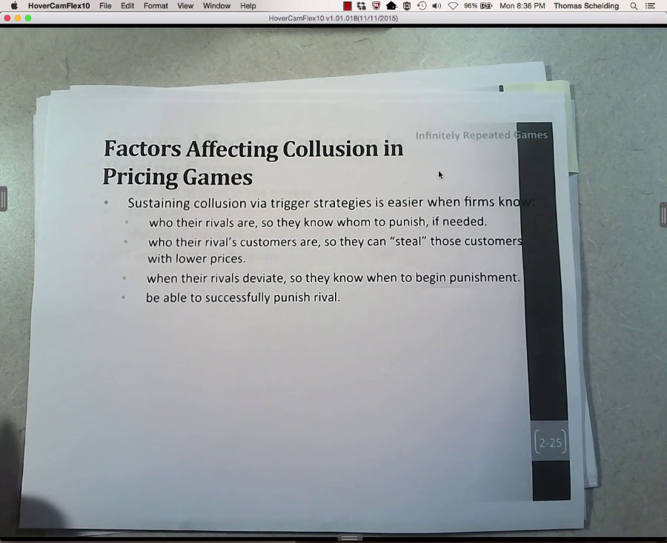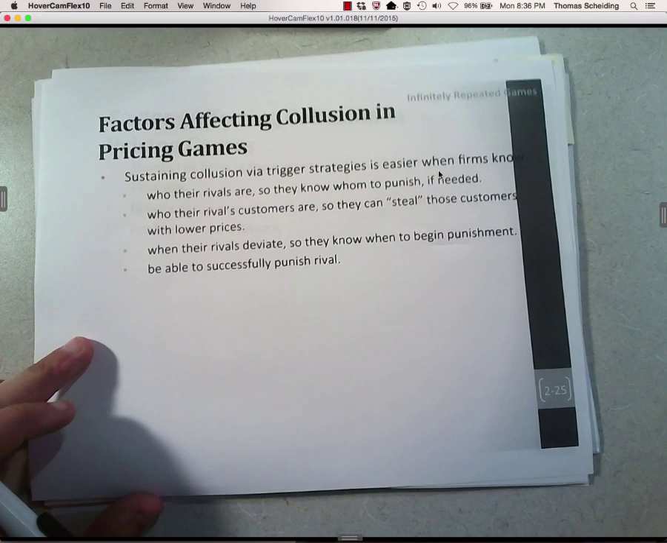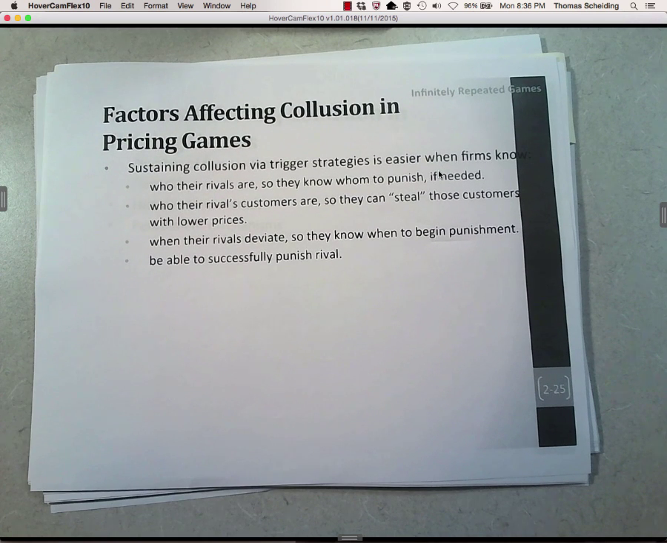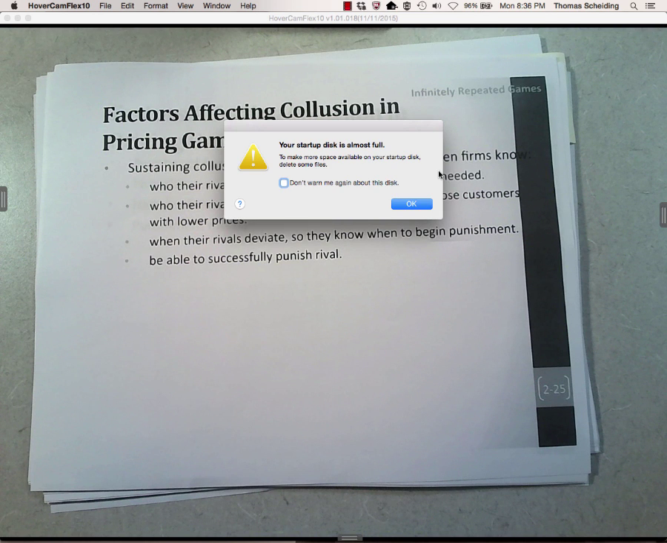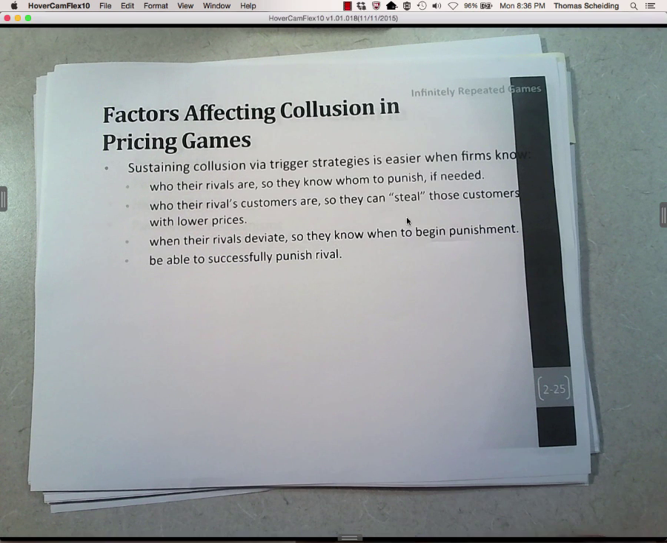This is presuming or assuming a few things that are going on here. That we know who our rivals are, we know who our competitors are, that the customers are well aware of the prices, and that they have no allegiance to any one company. So whoever charges the best price is the one that they're going to go to. And what we also know is that the firms will be able to punish their rival by charging those different prices.